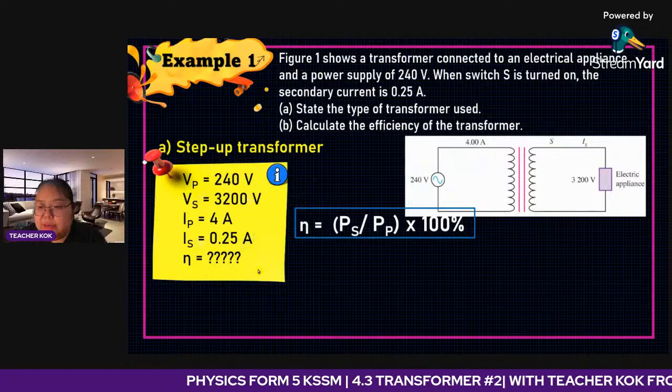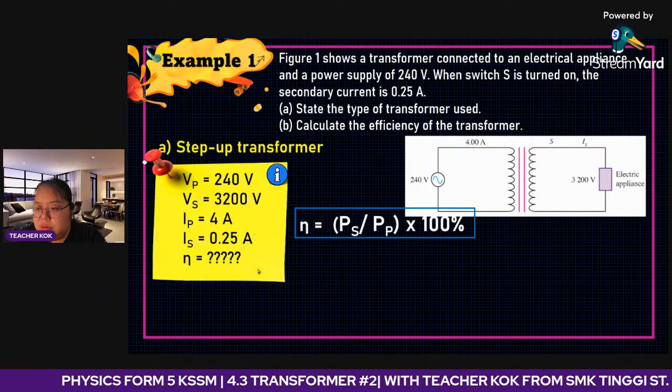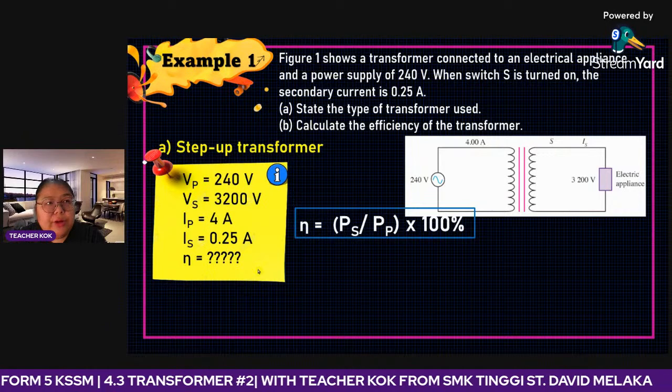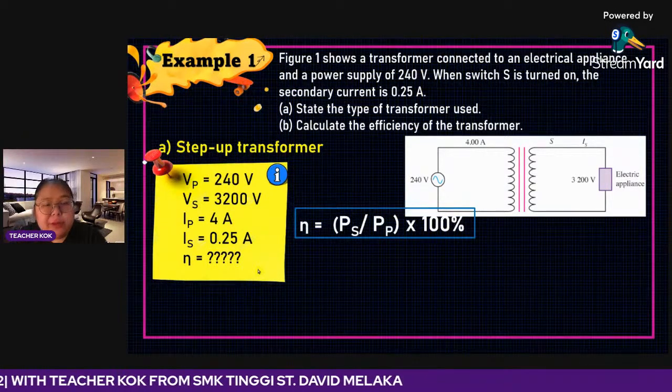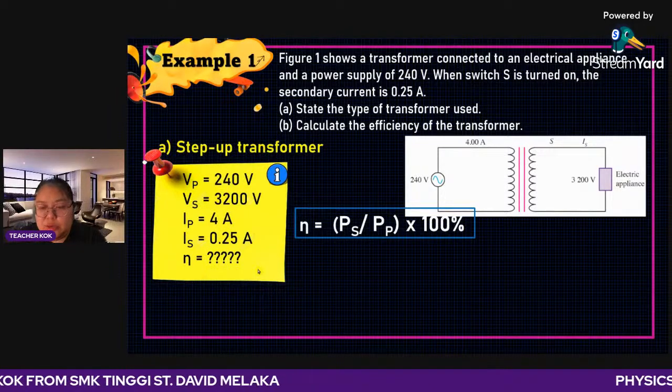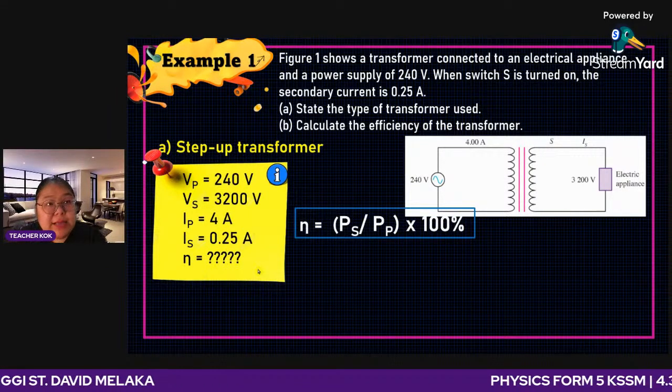Okay, how many can give the answer? Yiru can give or not? Rayan here or not? Okay, Jaya give me 83.33. Unit is what? Unit is percentage.